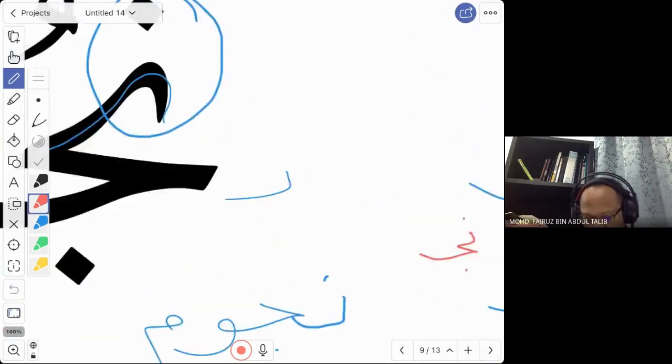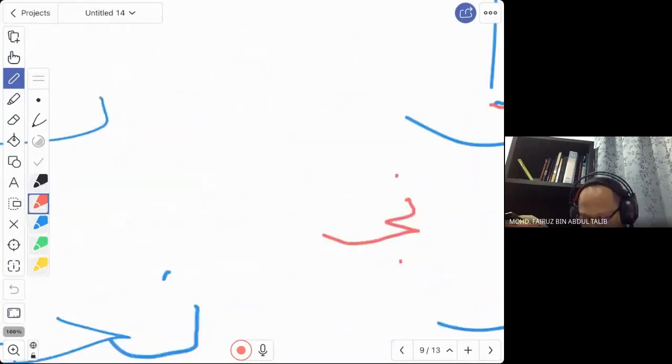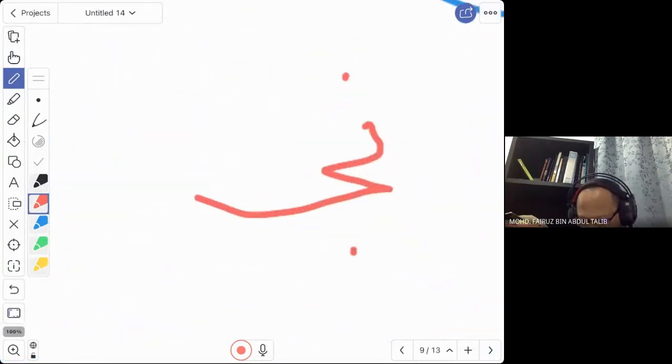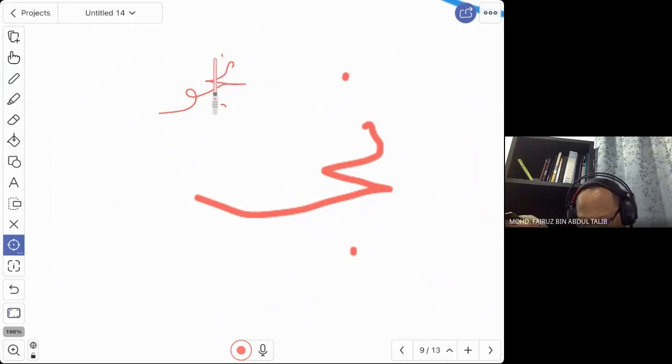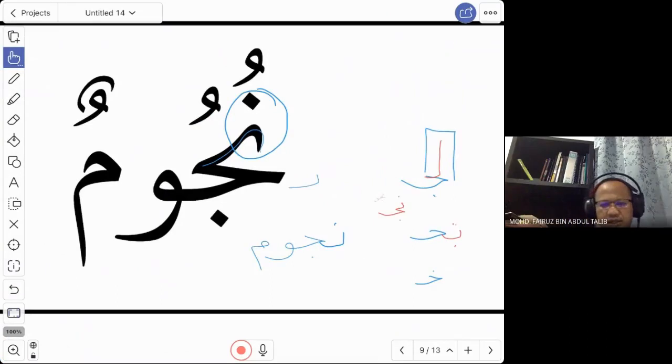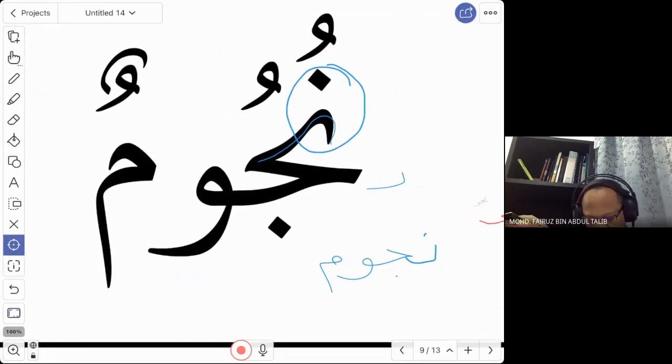But what you see here is just a style, a calligraphic style. So instead of doing this, they change the shape. If you see this, it is actually similar to this. And if you see one letter above another, the topmost letter is the first letter. This comes first and then this comes next. As I said, this is just a style of writing. So this is nun, jim, waw, and mim.